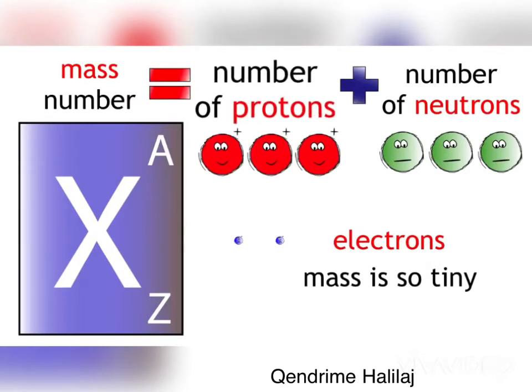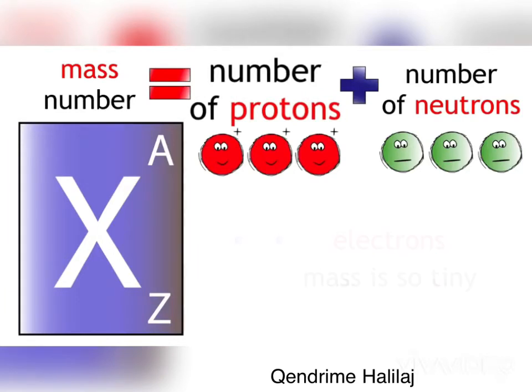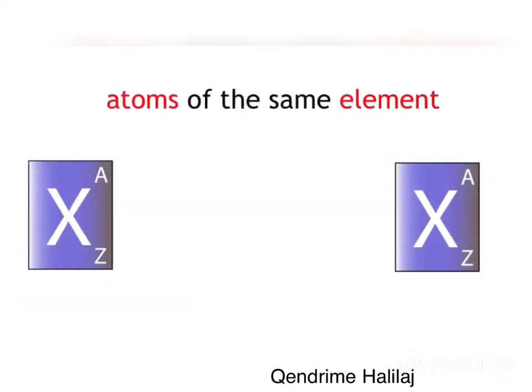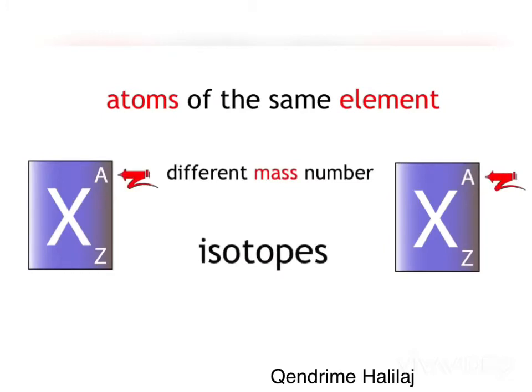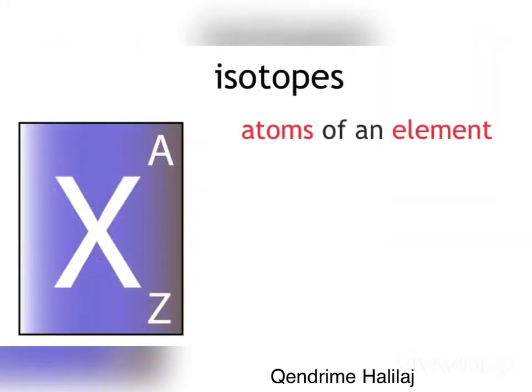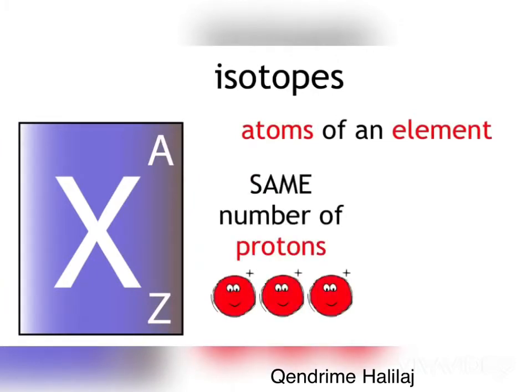If the number of protons always stays the same in a particular element and we are ignoring the mass of electrons, it must mean the number of neutrons is causing the difference in mass. Atoms of the same element with a different mass number are known as isotopes. They are defined as atoms of an element which have the same number of protons but a different number of neutrons.